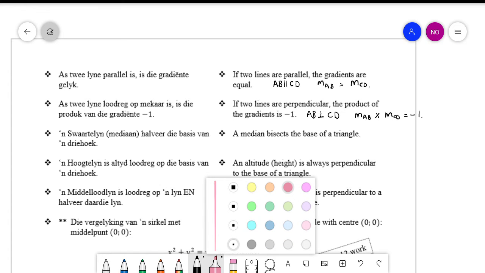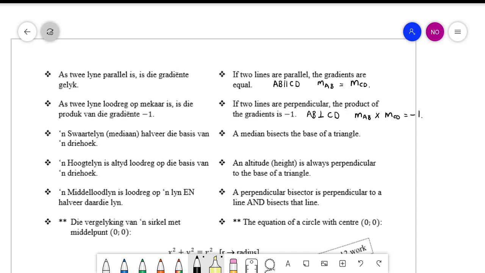Then these next 3 points are important for you to just know what I'm saying when I'm saying a median or an altitude line. Okay, so as ons praat van 'n swarte lyn of 'n mediaan, beteken dit halveer die basis van 'n driehoek. So in other words, if I have this triangle, then it will halve the base of the triangle. Hy hoef nie loodreg op hom te wees nie, maar hy halveer daai lyn.